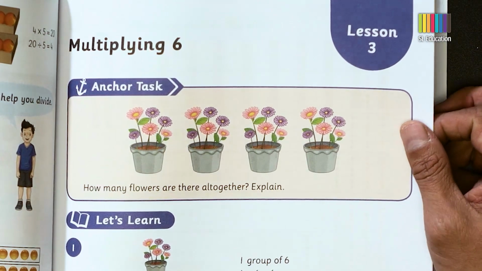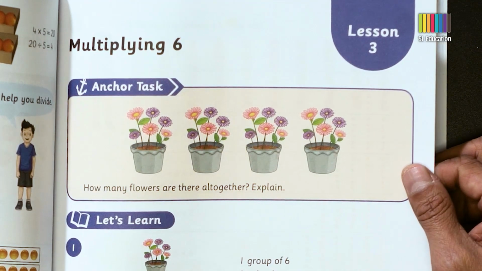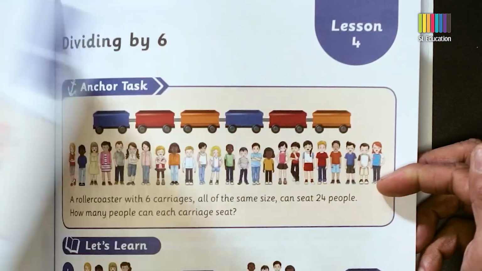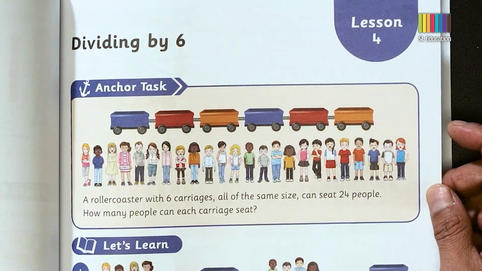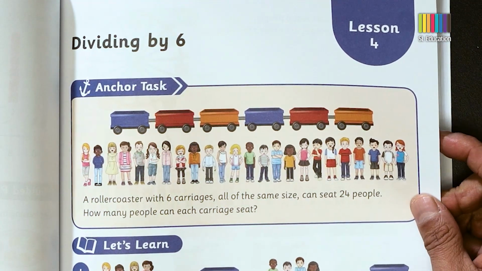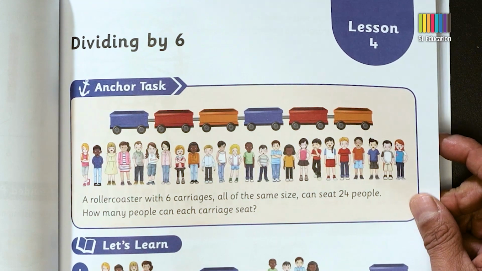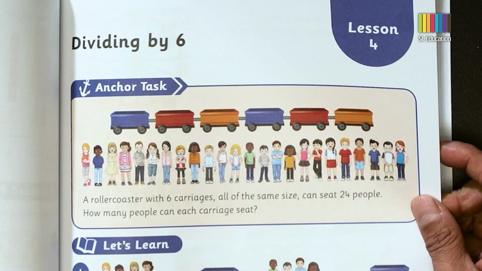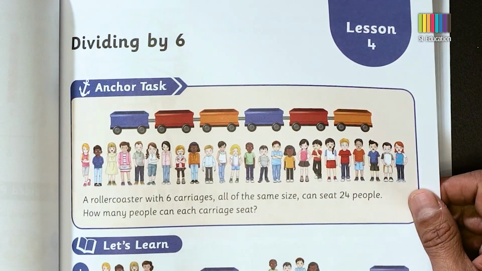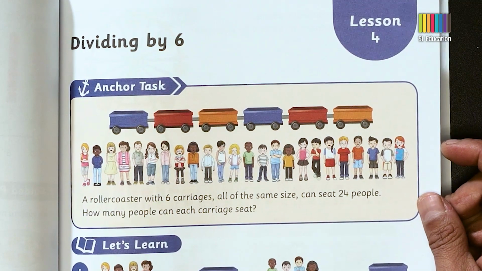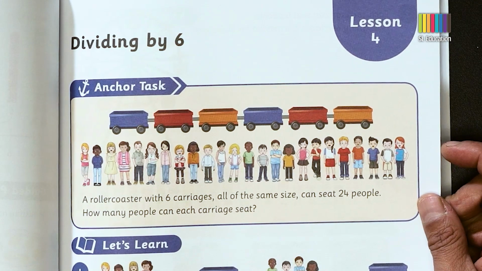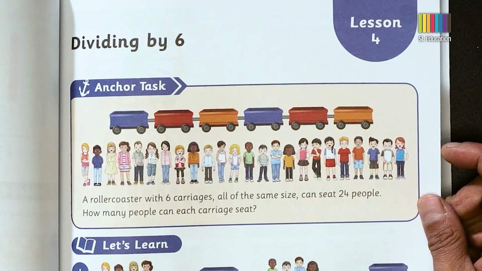For example, following the lesson on multiplying 6, the next lesson is dividing by 6, where students are given a problem. A roller coaster with 6 carriages, all of the same size, can seat 24 people. How many people can each carriage seat? This allows students to continue to revisit what they did the day before, but without mere repetition.